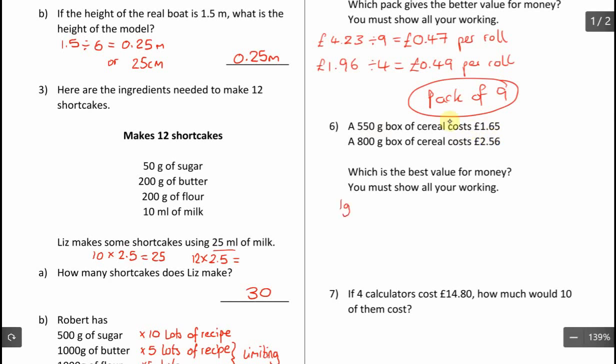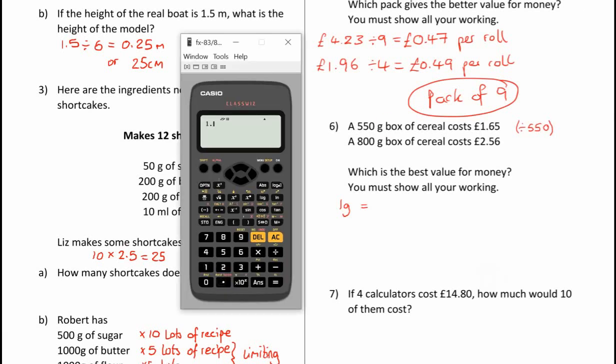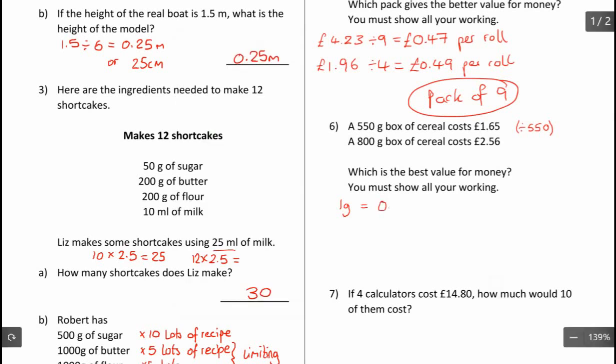To turn 550 grams into 1, I've had to divide by 550. Now this is not going to give me a possible amount of money, but we should still be able to use it. So £1.65 divided by 550, so 1 gram costs 0.003 pounds. Okay, or not even 1 pence.